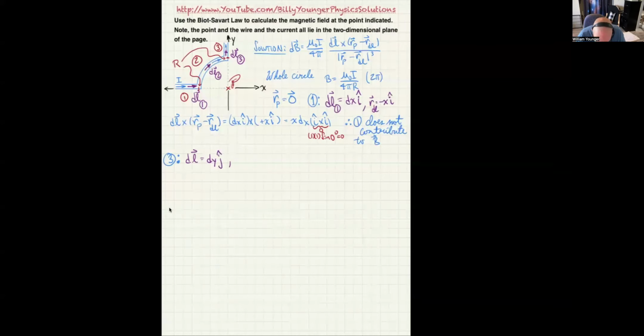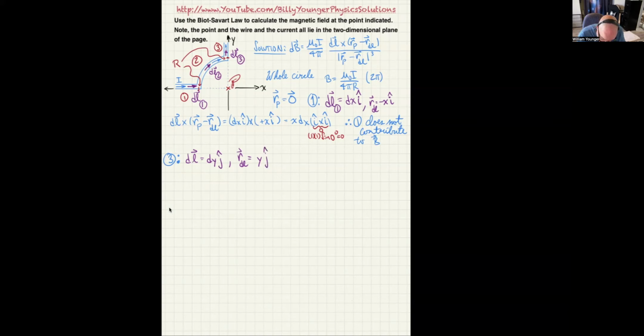Similarly, we already know RP is equal to 0, so RDL is supposed to point from the origin to dl. Obviously, RDL doesn't start till we get to a y value of R or larger, just like before it only ran up to an x value of negative R. This time it starts at a y value of positive R, but it is along the y-axis, so we might as well use the y-coordinate to indicate its direction. So RDL is equal to y in the positive y direction, which is the j hat direction.